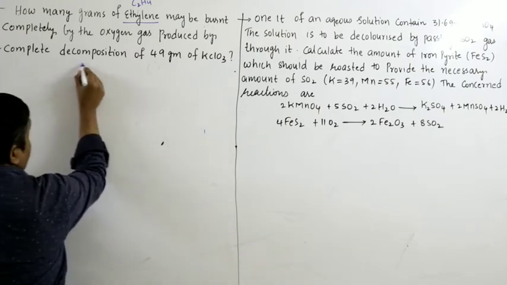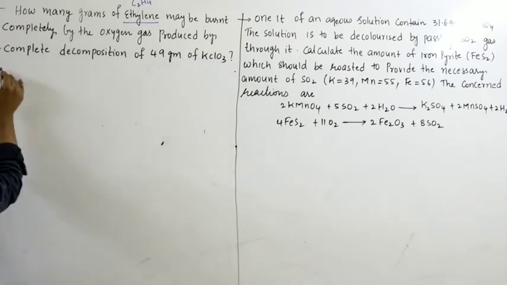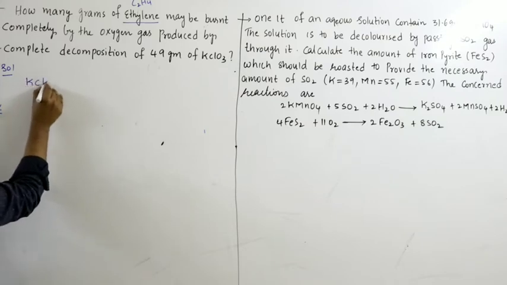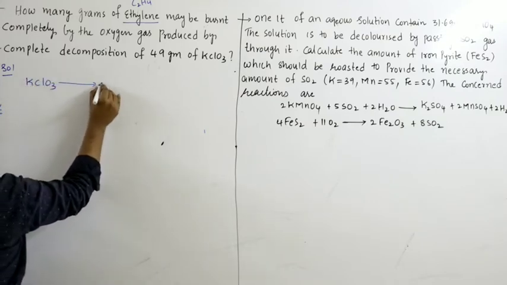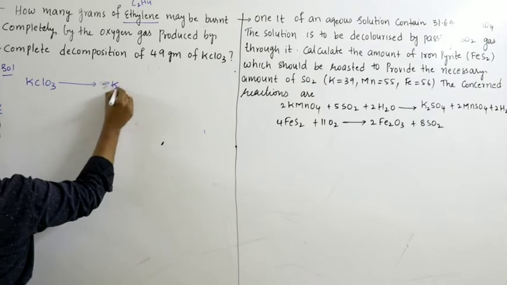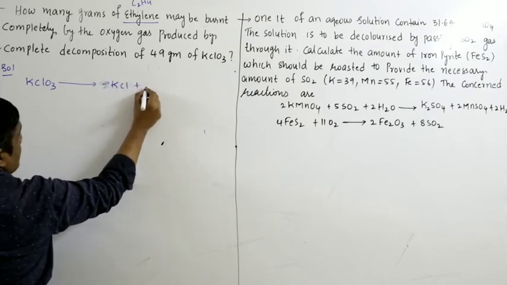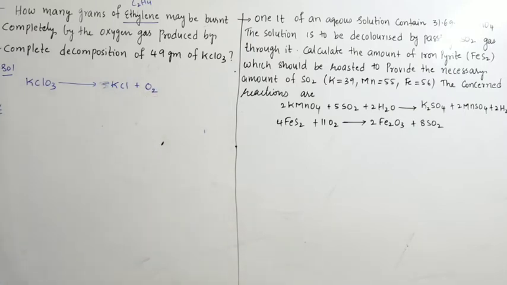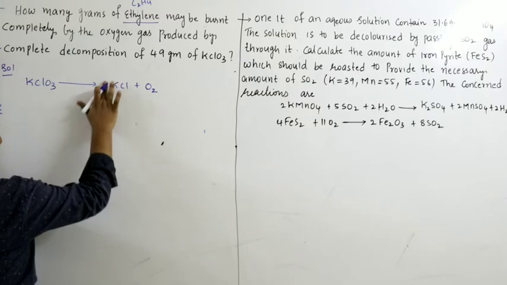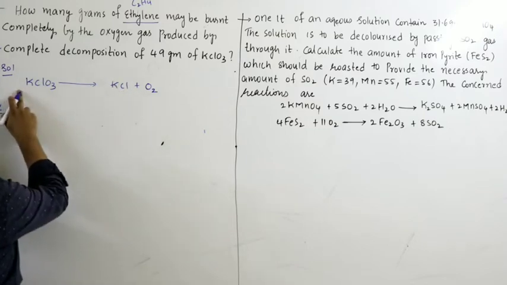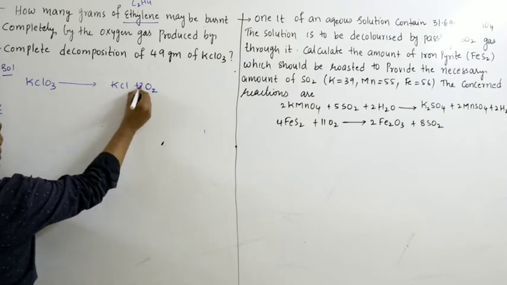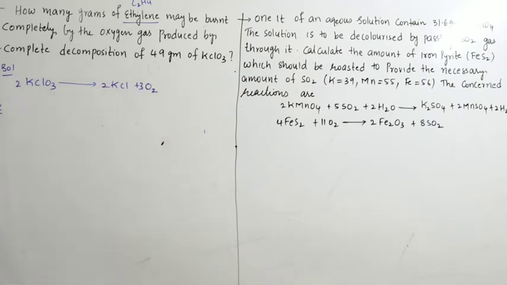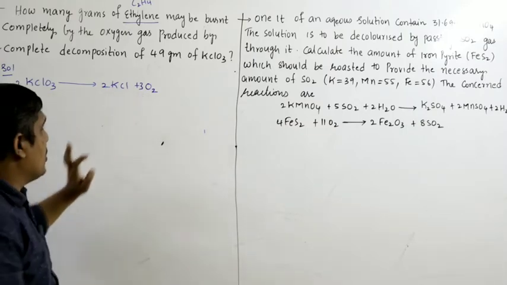So decomposition of KClO3, let us write the given reaction. So what is decomposition? A substance on heating decomposes into two or more substances with at least one in elemental state. So these things we will study in stoichiometry itself. So 3 oxygens, 2 oxygens, 3, 2, 2, it is balanced. So when this compound decomposes, you will get oxygen.